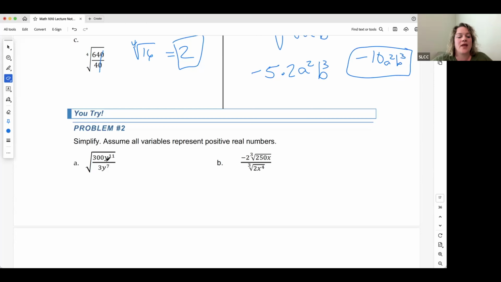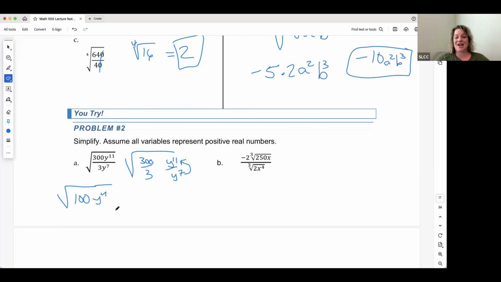Let's check it out. First of all, you kind of separate under the square root the 300 over 3, and then the y to the 11th over y to the 7th. 300 divided by 3 is 100, so I have the square root of 100. And then 11 over 7, I subtract the 7. So 11 minus 7 is 4, so y to the 4th.